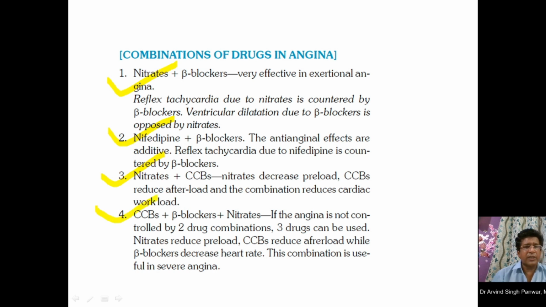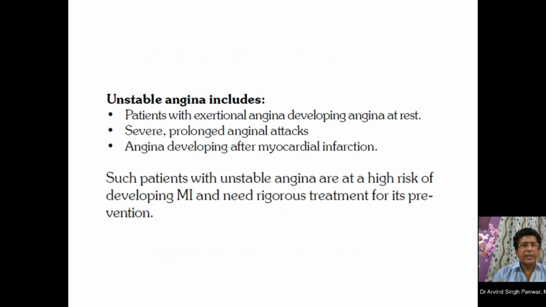The fourth one is calcium channel blocker with beta blocker with nitrates. If the angina is not controlled by a two drug combination, three drugs can be used. Nitrates reduce preload, calcium channel blockers reduce afterload, while beta blockers decrease heart rate. This combination is useful in severe angina.